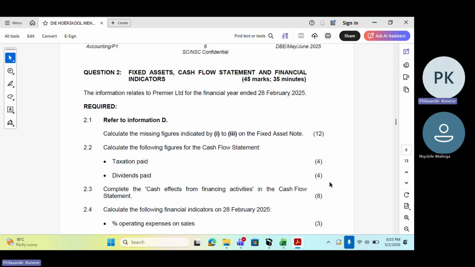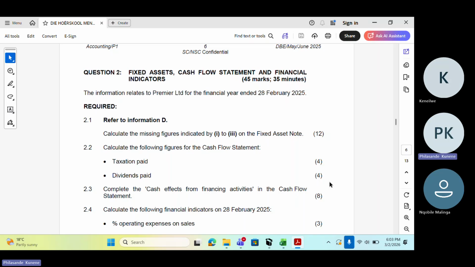Almost done with cash flow. I think we've covered everything that I wanted us to cover. It's a matter of practicing now. So we're just going to go through a few question papers and then we move on after that to cover the other things.